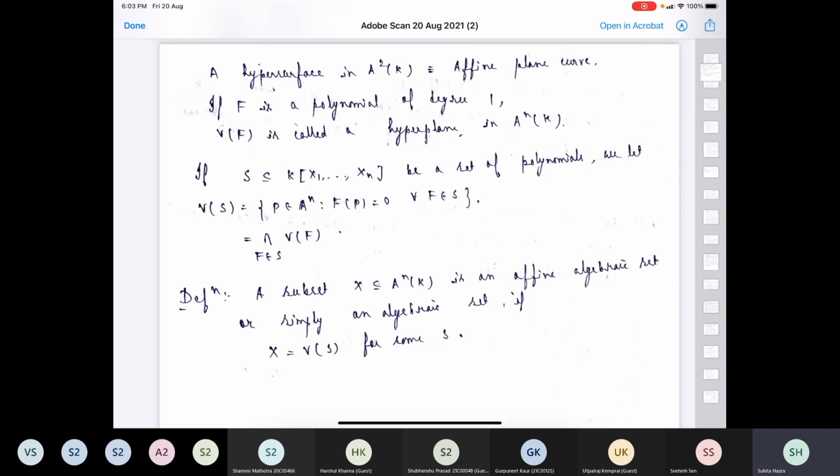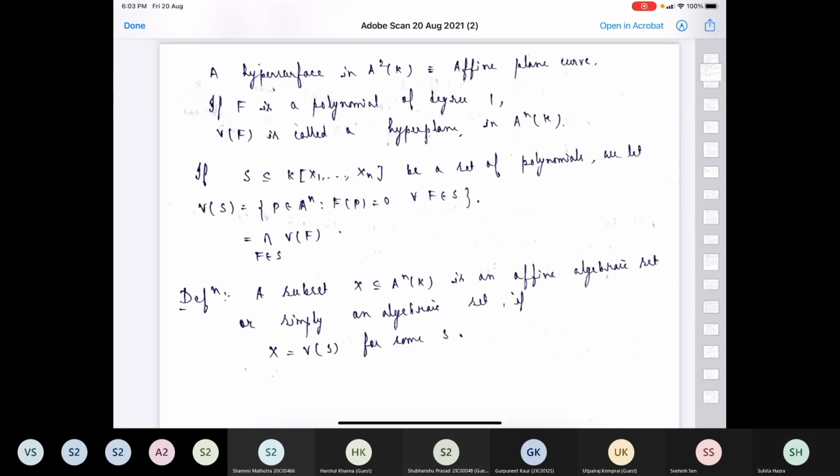I define the set of common zeros as the set of those P so that f(P) is zero for all f belonging to S, and I will denote it by V(S). So it is nothing but the intersection of V(f), f belonging to S, because each P should vanish for each f.